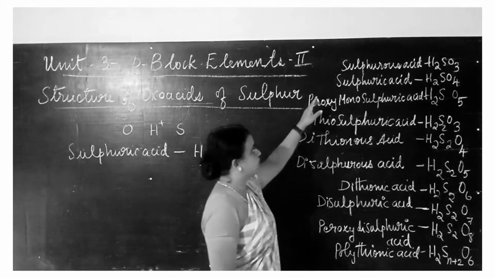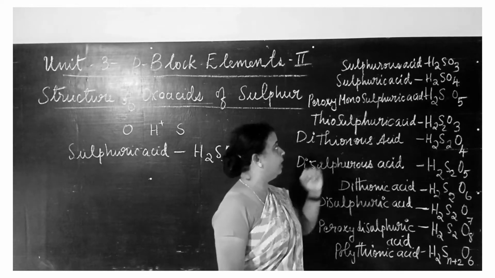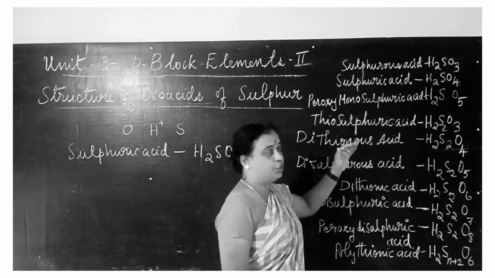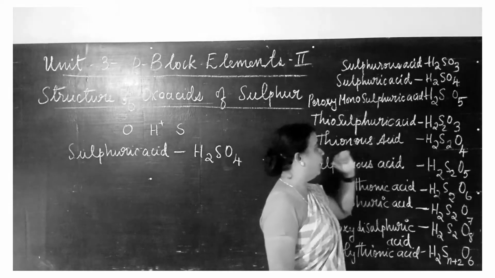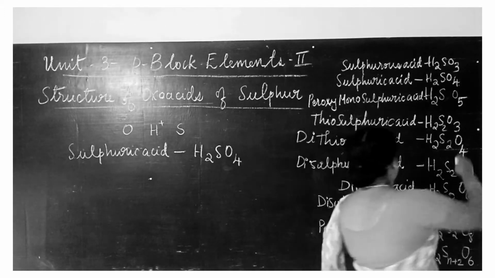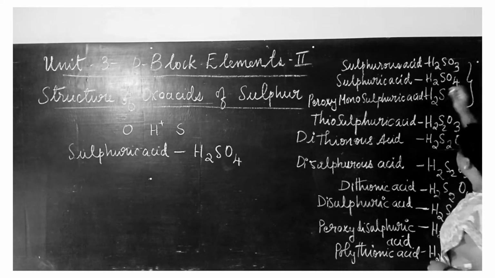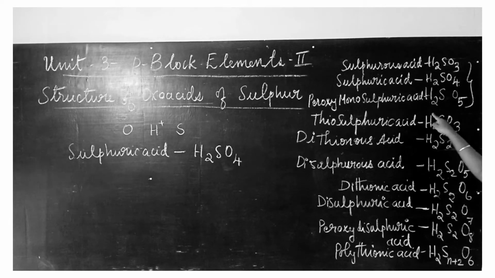First comes sulfurous acid, the formula is H2SO3. Then comes sulfuric acid, H2SO4. Then peroxymonosulfuric acid, H2SO5. In these oxoacids, the first three, H2SO3 sulfurous acid, H2SO4 sulfuric acid, and H2SO5 peroxymonosulfuric acid, only one sulfur atom is present.